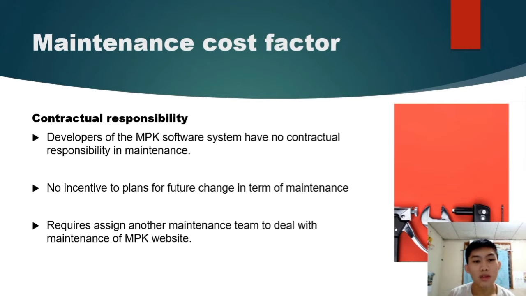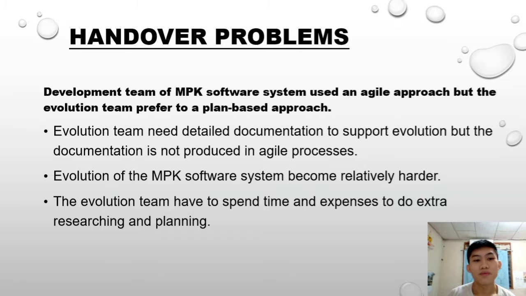The contractor responsibility is the maintenance cost factor of the MPK website. The developer of the MPK software system has no contractual responsibility in maintenance. They have no incentive to plan for future change in terms of maintenance, so the holder of the MPK website is required to assign another maintenance team to deal with the maintenance.